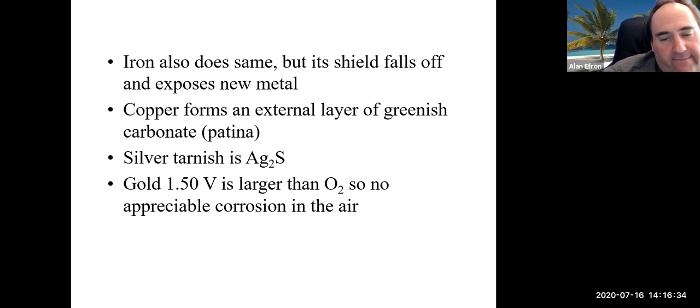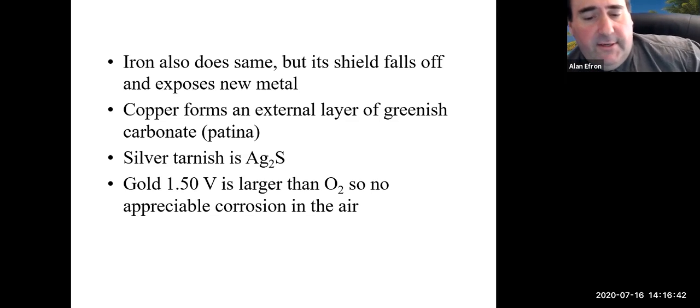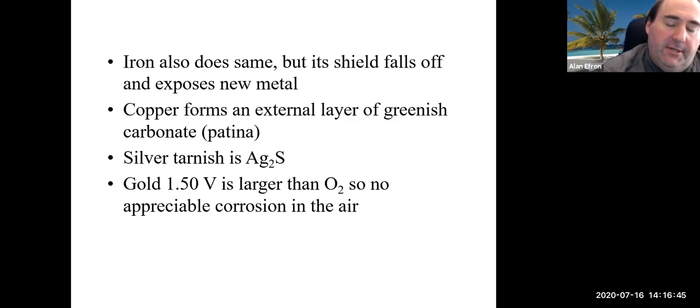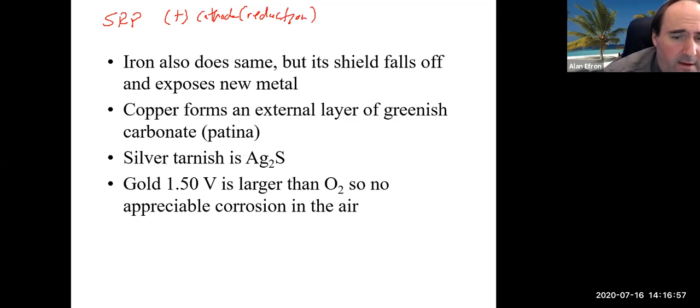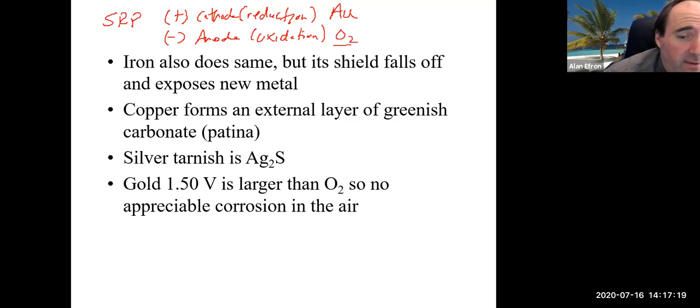Now, gold, which has an SRP value of 1.5, is larger than oxygen. So it typically will not go through too much corrosion in air. And again, in the situation of gold, if we think about our SRP values, our more positive one is our cathode, which is going to go through reduction, while our more negative one is going to be the anode and go through oxidation. When gold and oxygen hook up, because gold has a larger, more positive SRP value, the gold is going to end up being the cathode, while the oxygen will be the anode. Thus, gold will not go through oxidation when those two come together because of its SRP value.